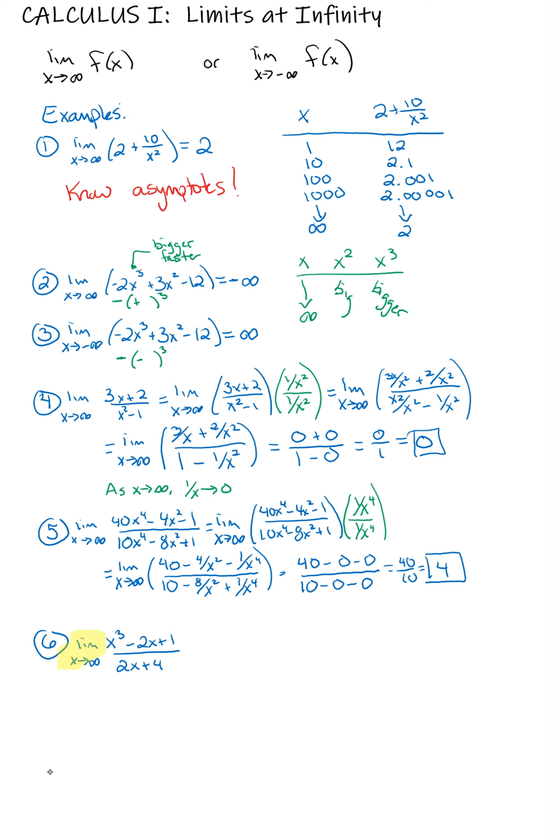We're going to take the limit as x goes to infinity of x cubed minus 2x plus 1 over 2x plus 4. We're going to use the same little technique that we just used. Again, this is for rational expressions. So here's my rational expression.